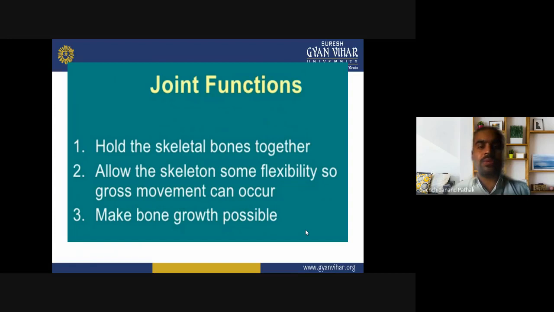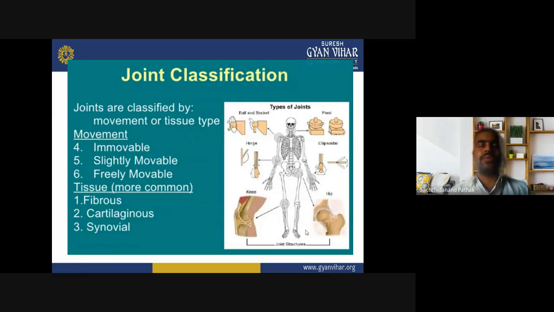The second function is to allow the skeleton some flexibility, so gross movement can occur. As I told you, you can rotate your hands and arms because a synovial joint is there. You can bend your forearm, that is flexion and extension. So this joint allows the skeleton some flexibility, making movement possible, and joints also make bone growth possible. These are the joint functions.